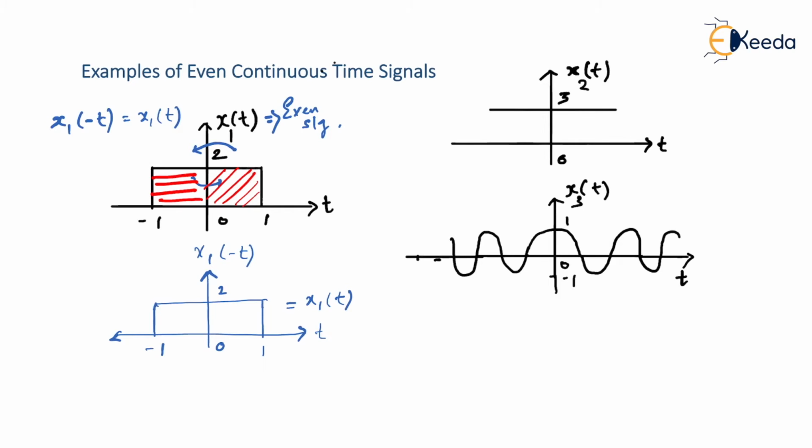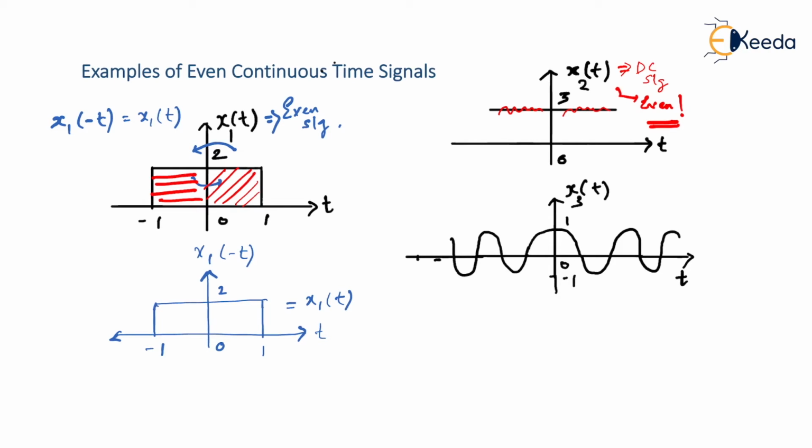Second example, we can see x2 of t. I'm sure you know what type of signal it is. It is what we call a DC signal. So what you see, whatever is present at the right hand side, a similar characteristic is present at the left hand side. So definitely x2 of t is considered to be an even signal. So this is also an even signal, of course.